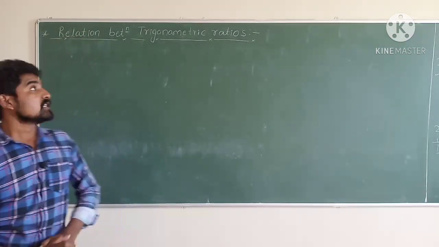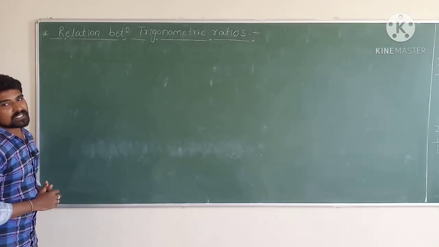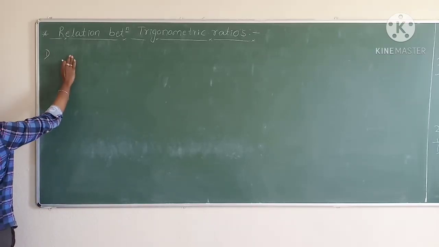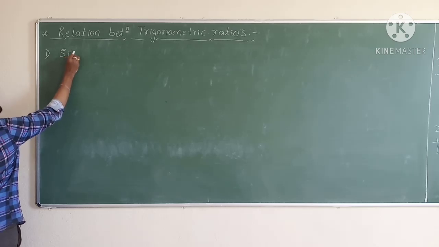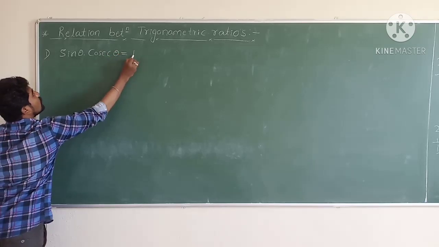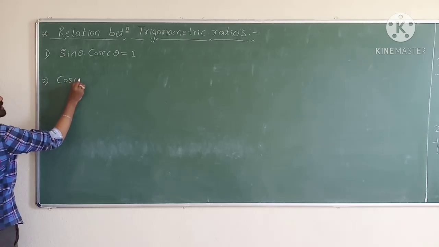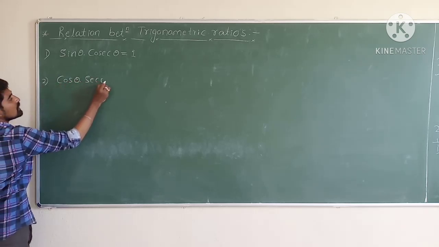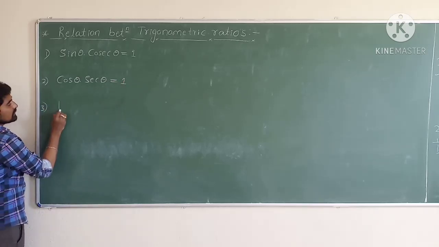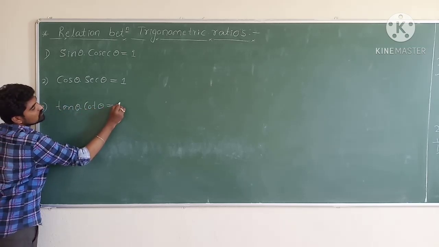So now the relations between trigonometric ratios. All the relations are very easy, and we will do them one by one. So the first one is sin theta into cosecant theta is equal to 1. The second one, cos theta into secant theta is equal to 1. And the third one, tan theta into cot theta is equal to 1.